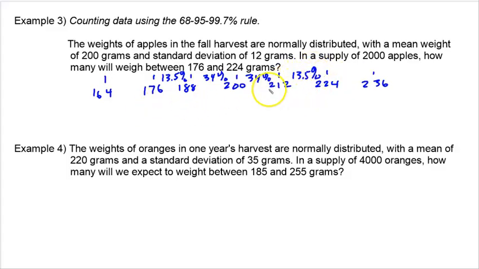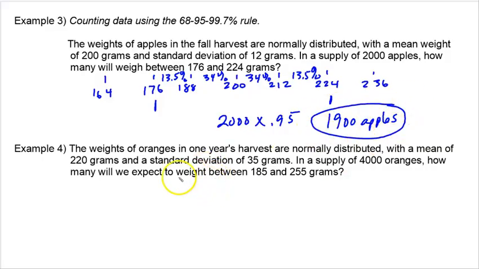So now that I've got this to look at, the question is how many apples will fall in their weight between 176 grams, which is here, and 224 grams. So that represents 95% of all of the apples. So I have a supply of 2,000. I multiply by 95%, and that's going to give me a total of 1,900. Okay, we'll do another one.